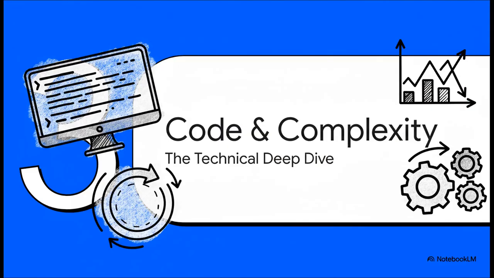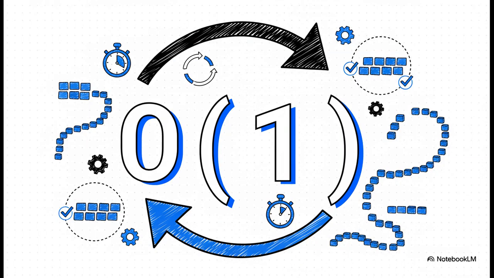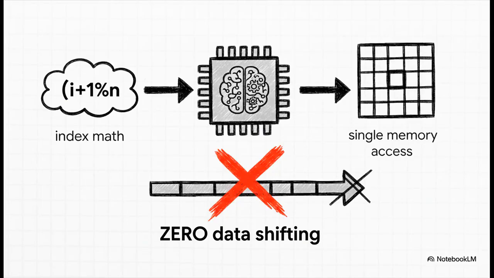All right, enough theory for a minute. Let's get our hands dirty, look at the code, and really analyze the performance here. This is it. This is the holy grail. Constant time, O(1). It doesn't matter if your buffer holds 10 items or 10 million items. Adding an element or removing an element takes the exact same tiny amount of time. And why is it O(1)? Let's just hammer this home.